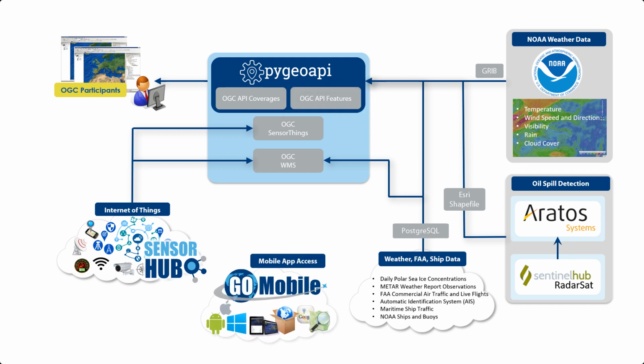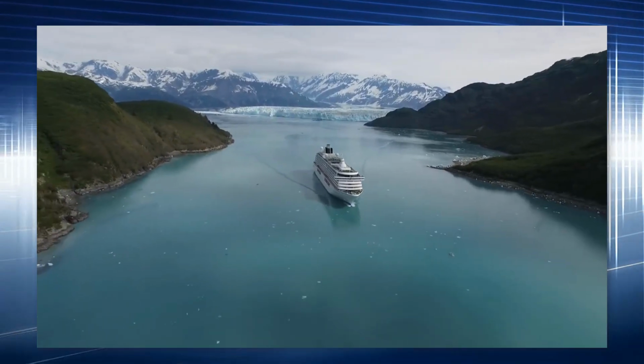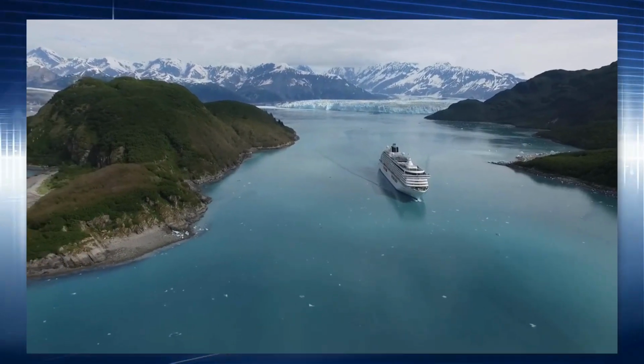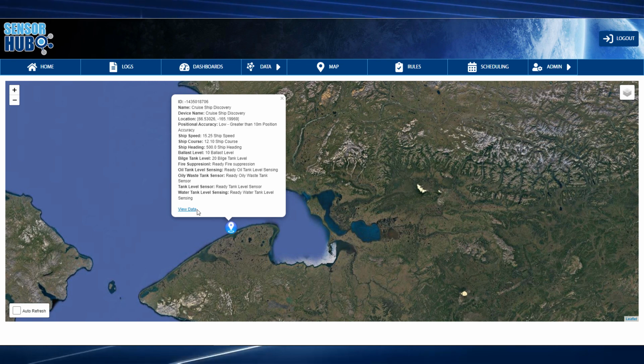Go Mobile field data can be collected in disconnected operations, stored in OGC GeoPackages, and rendered in the client using OGC WMS. The expedition cruise ship Discovery is conducting a 22-day trip from Nome, Alaska, to Kangerlussuaq, Greenland. It is being tracked and monitored by a call center operator, using Sensor Hub.